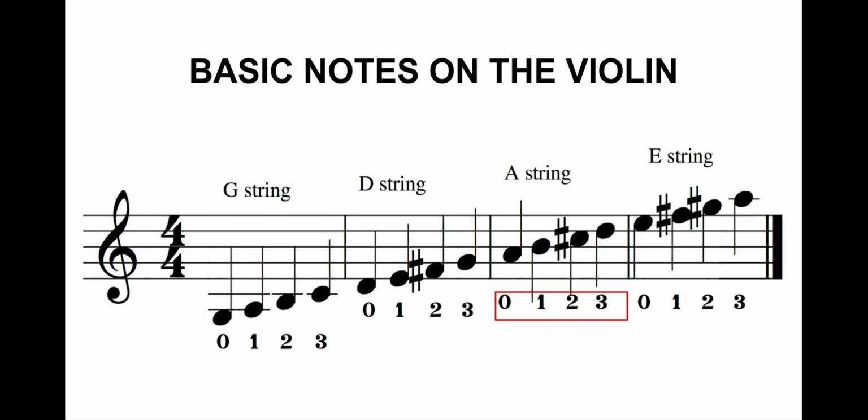You have the first finger, note B. You have the second finger, note C sharp. And you have the third finger, note D. And in the last measure, you can see the E string. Open E is a 0.